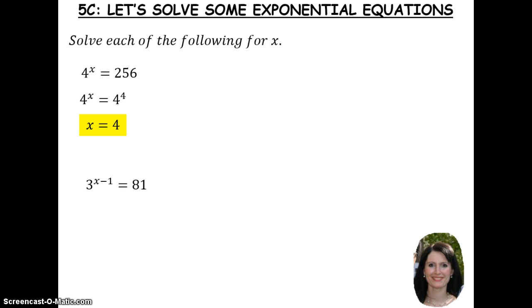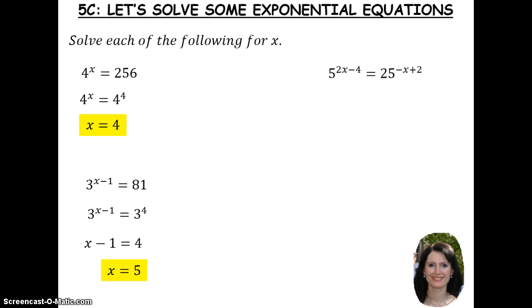Furthermore, if we have 3 to the power of x minus 1 equals 81, let's put 81 as a base 3. That's 3 to the power of 4. Let's get rid of the bases, giving us x minus 1 equals 4. And then we can just solve to find x equals 5.